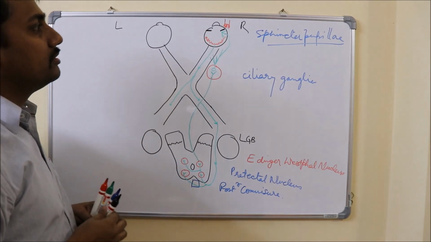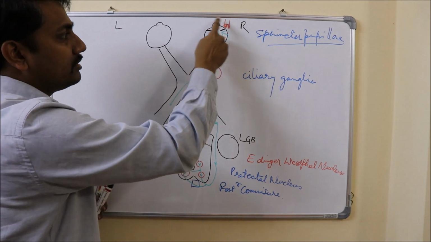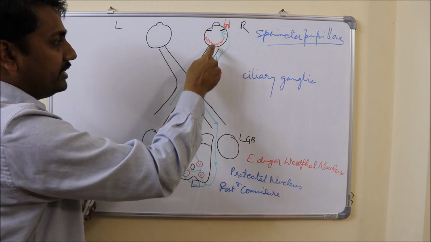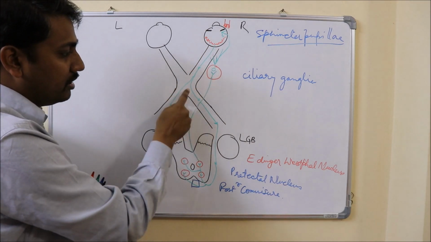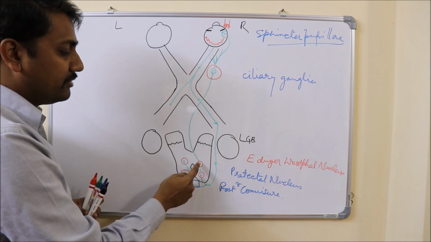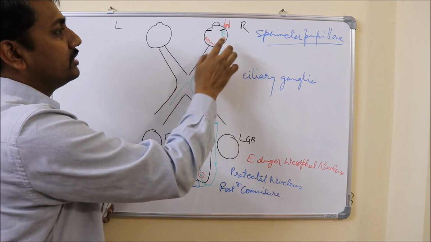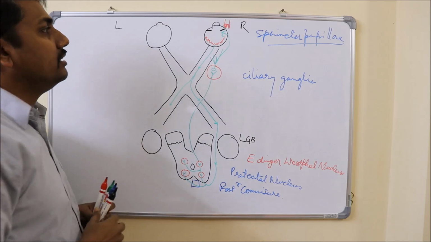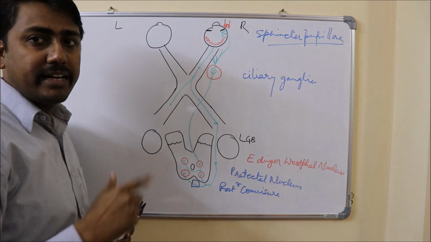Therefore, we can say when light falls on the right eyeball, through this pathway, that is through the retina, then through the optic nerve, then through the optic chiasma, then through the optic tract, then into the pretectal nucleus, then the Argyll Robertson nucleus, and through the oculomotor nerve and short ciliary nerves, by supplying the sphincter pupillae, it causes constriction of the right pupil. This was the pathway for the direct light reflex.